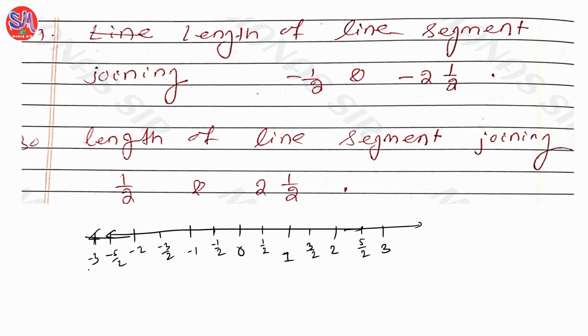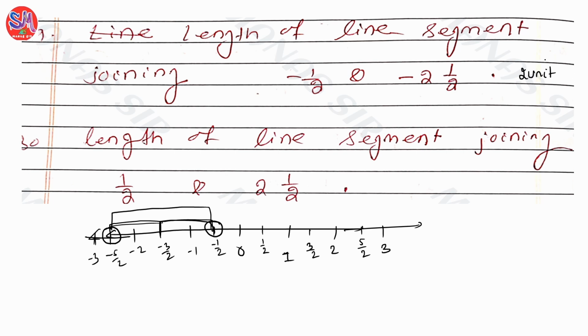Okay. Now where is minus 1 by 2? Here is minus 1 by 2. Where is minus 2 whole 1 by 2? This is minus 2 whole 1 by 2. Now the length of the line segment between this point and this point. So here half to half is 1 unit, and here half to half, same 1 unit. So the answer is 2 units.